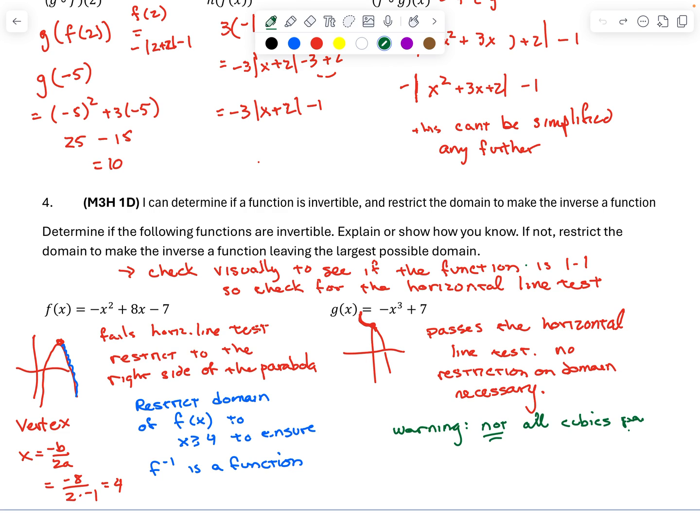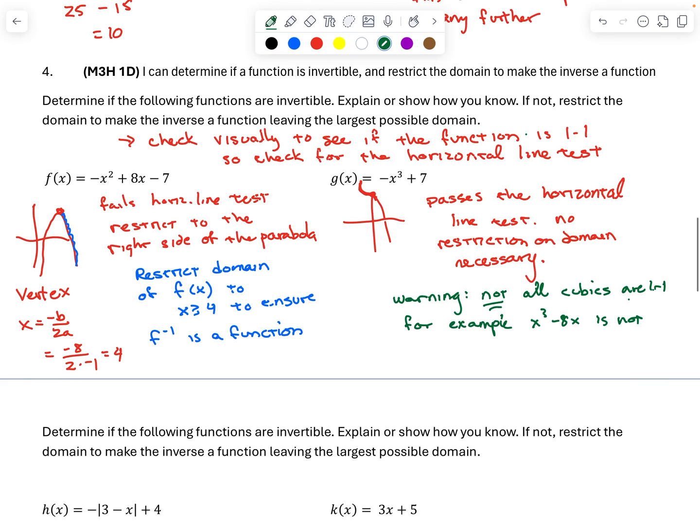Let me see, one to one. Gosh, this doesn't want little stops. Here, let me erase instead. Okay. So just as a warning, you can't just say, because it's a cubic, it has odd degree. No.